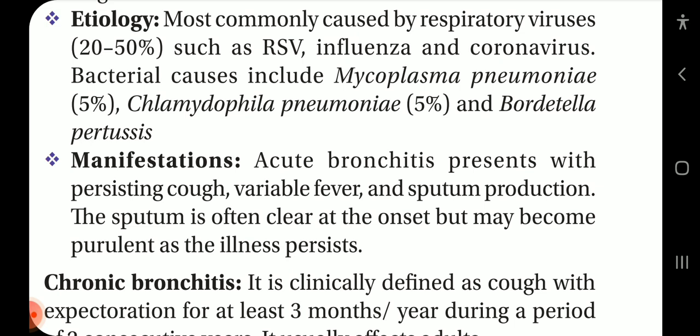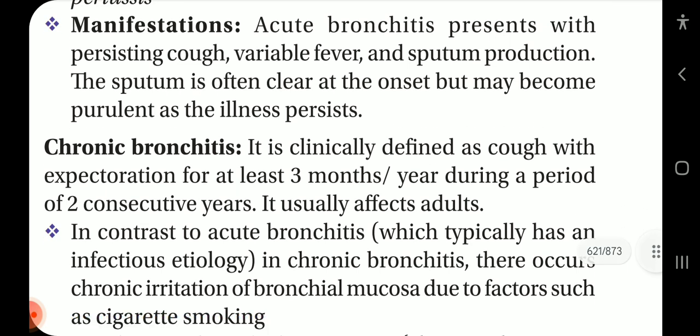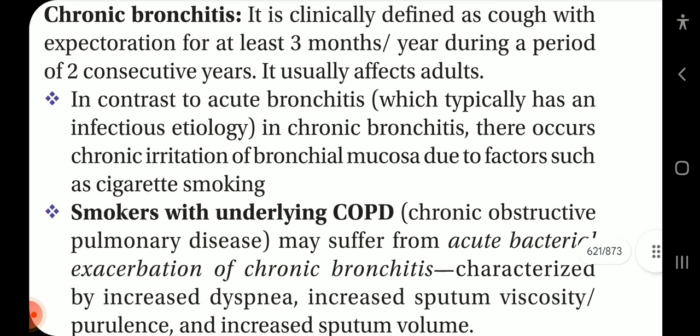Bacterial causes include Mycoplasma pneumoniae 5%, Chlamydophila pneumoniae 5%, and Bordetella pertussis. Manifestation: acute bronchitis presents with persisting cough, variable fever, and sputum production. Sputum is often clear at the onset but may become purulent as the illness persists. Chronic bronchitis is clinically defined as a cough with expectoration for at least 3 months per year during a period of 2 consecutive years. It usually affects adults.